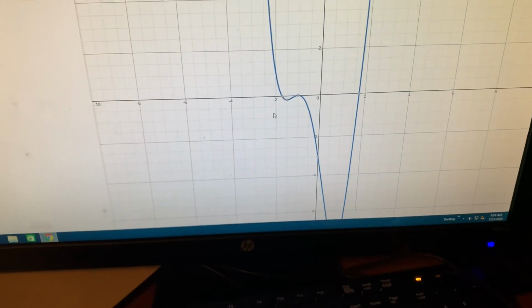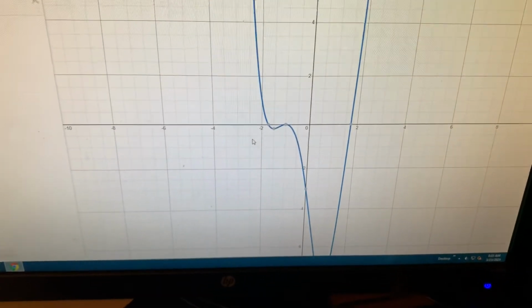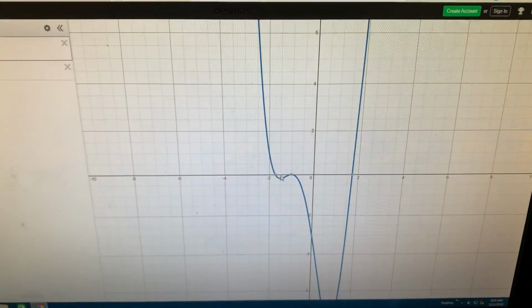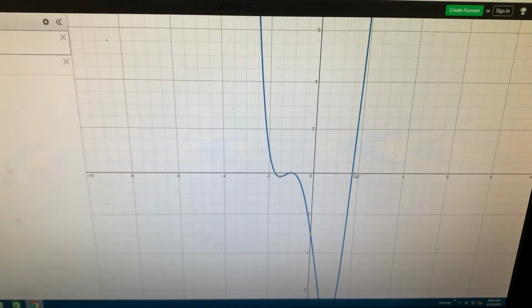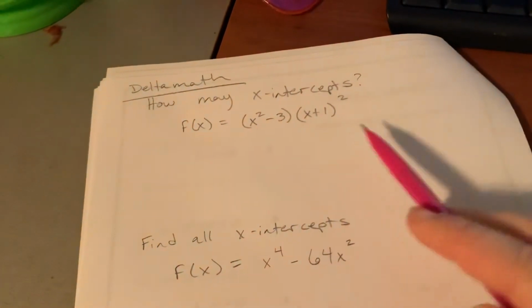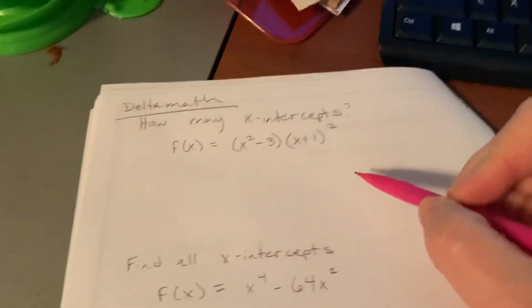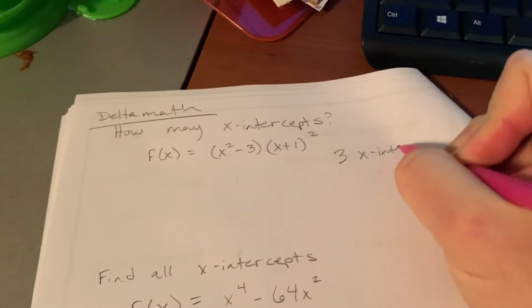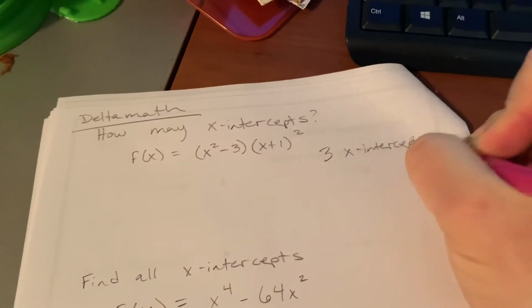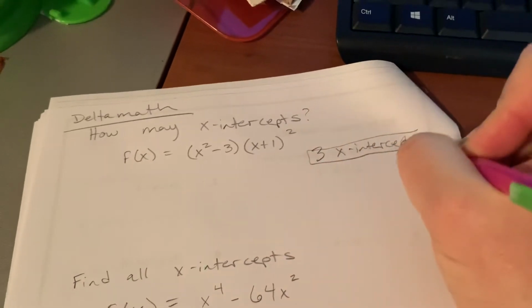What it's asking me is how many x-intercepts are there. Well, it touches at 1, 2, 3. So when it asks me how many x-intercepts are there, there are 3 x-intercepts. And we saw that by looking at the graph.